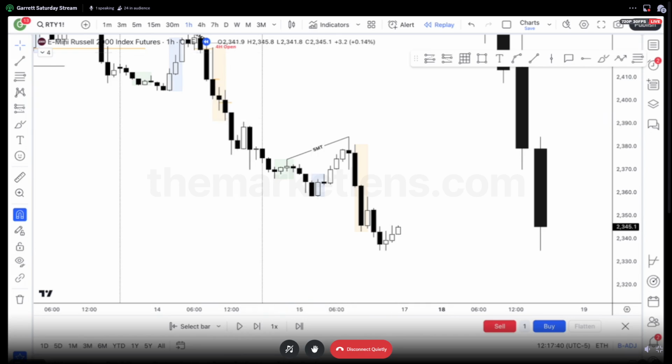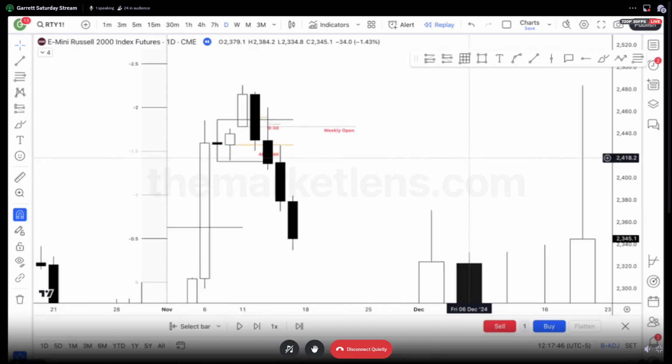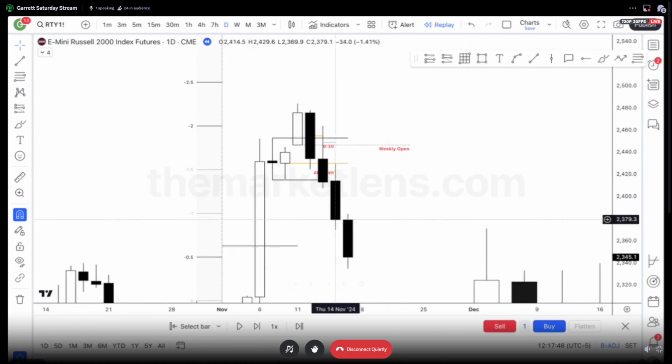So let's go on to the next day. So why can we trade this bearishly now? Usually, if Monday is high of the week, you don't want to trade a continuation on Friday.